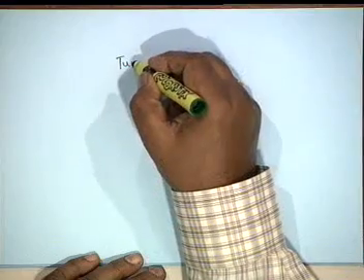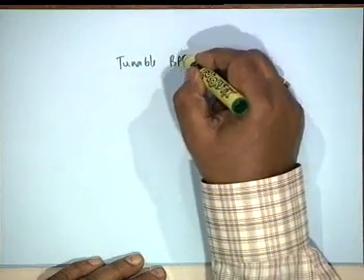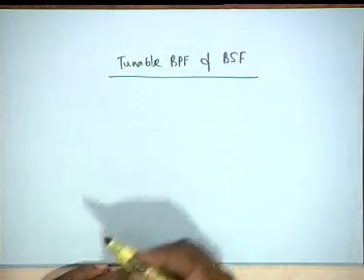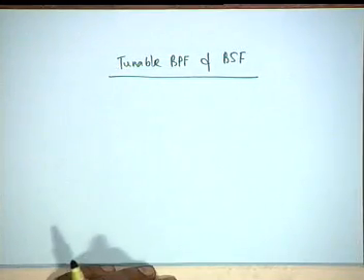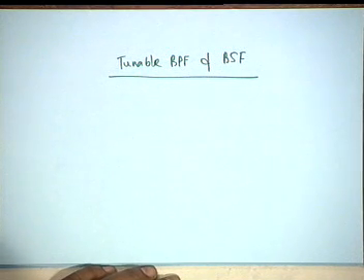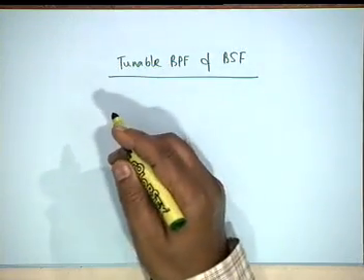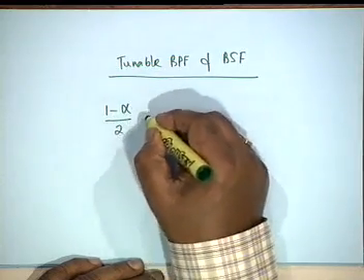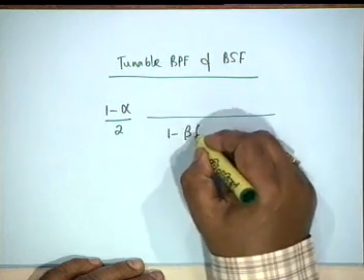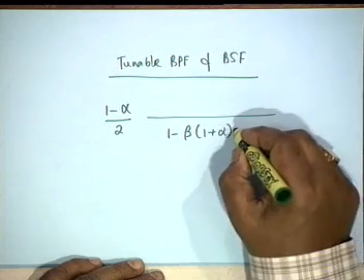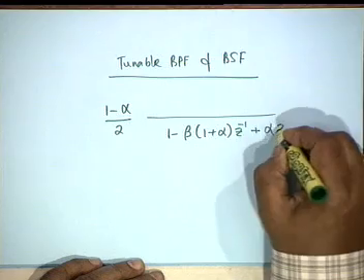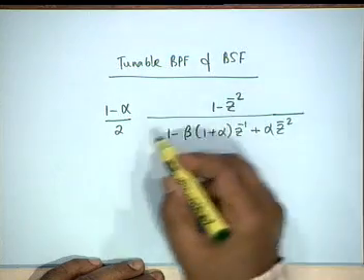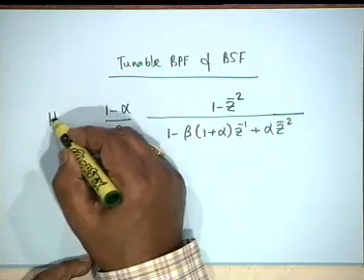The other tunable one, once again the same kind of thing, is the band pass and band stop filter. If you recall, band pass and band stop cannot be made with first order. The minimum order needed is second order, and the transfer function which we talked about was (1 minus alpha) by 2. The denominator is the same, 1 minus beta (1 plus alpha) z inverse plus alpha z to the minus 2. The numerator is 1 minus z to the minus 2. You remember why this 1 minus z to the minus 2 is there?